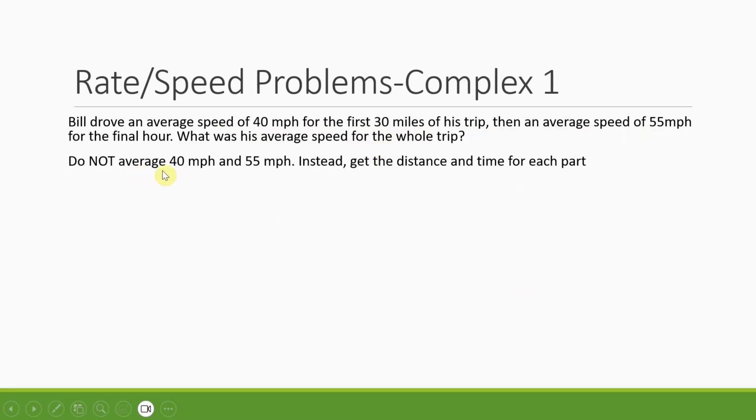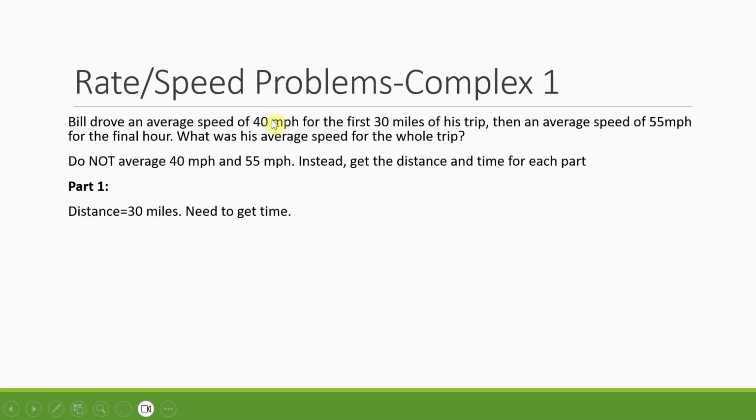Do not average the 40 miles per hour and 55 miles per hour. That is the warning I was trying to give. They love to do this type of a problem. Instead, we need to get the distance and time for both parts of his trip. So this first bit and the second bit. Then we can use total distance over total time to get the average speed.